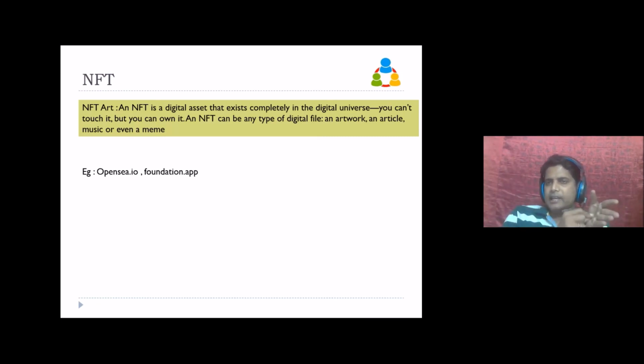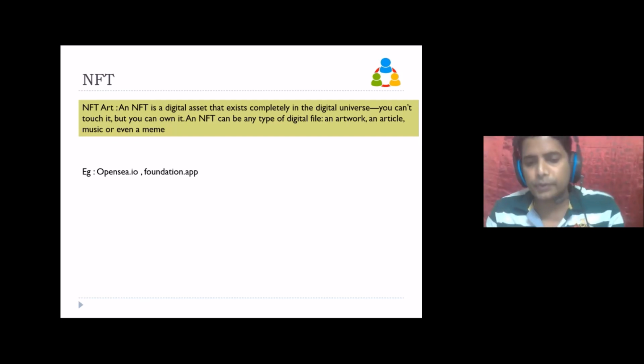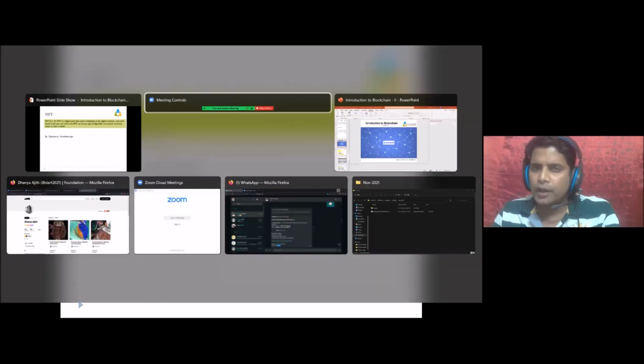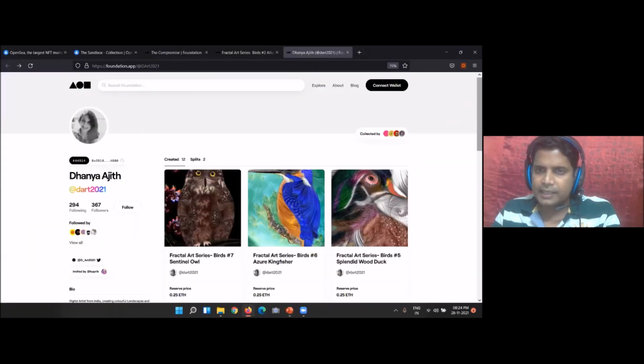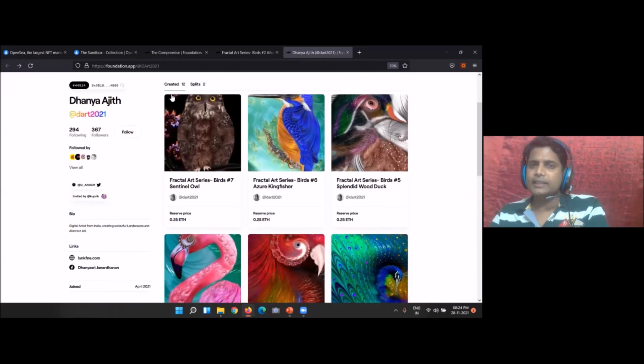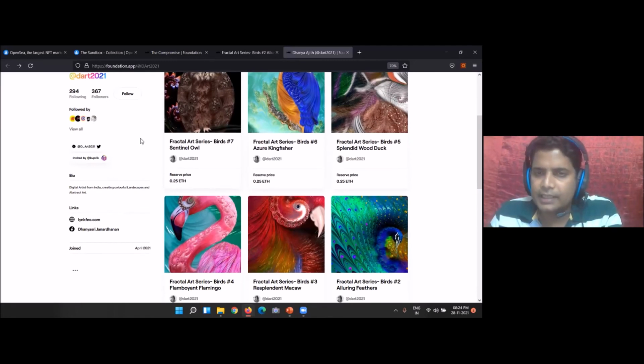And then the digital art will have a label saying that this particular art was created by so and so person and it is now owned by so and so person. He bought it for this much amount of money. So that is a new technology advancement using blockchain technology. I can show you one particular digital art on foundation.app. One of my friends has done this, so I'll show you this.